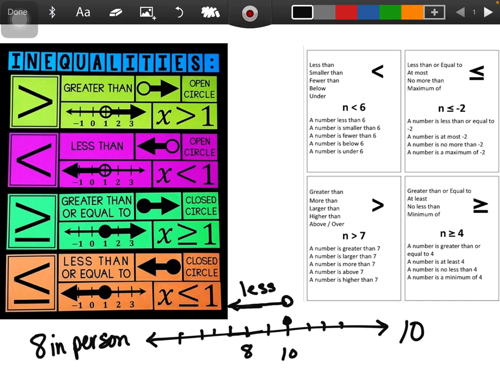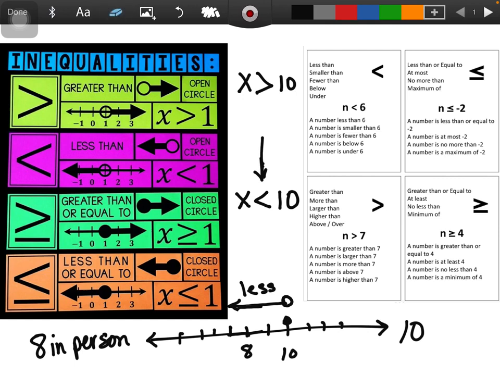If I were to write out that statement in mathematical terms, it would be x, my unknown, however many I have in class, is less than 10. This sign right here means less than because my inequality sign always opens up, the big part opens up, to the larger amount. So if I had more than 10 in class, it would just be flipped. x would be more than 10, okay? And then again, my arrow would be going the opposite direction because more than means to the right.